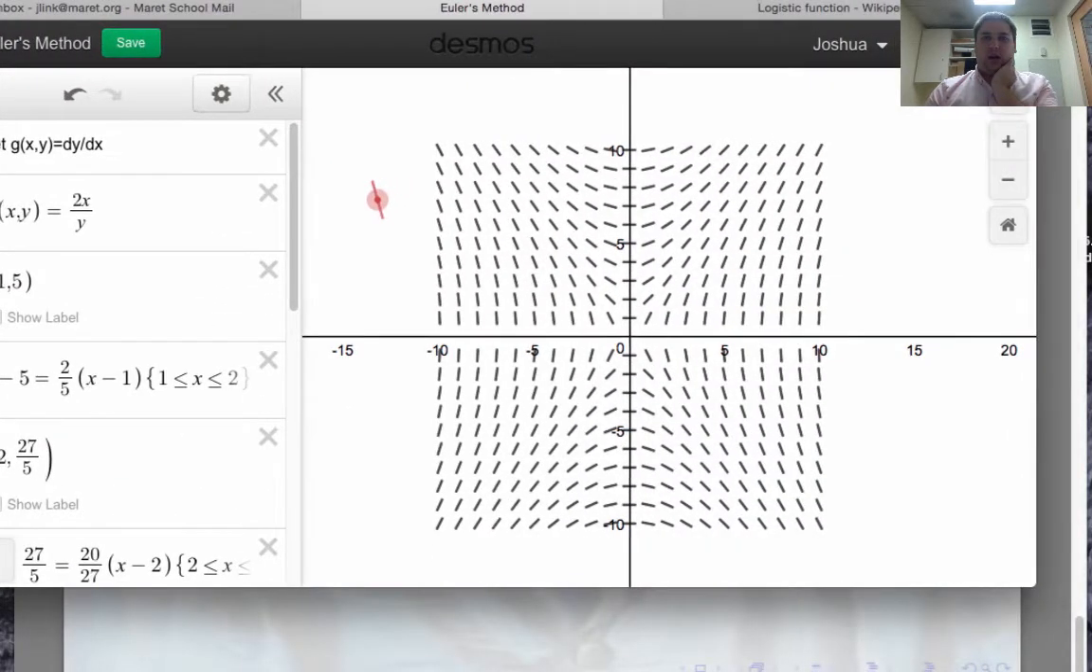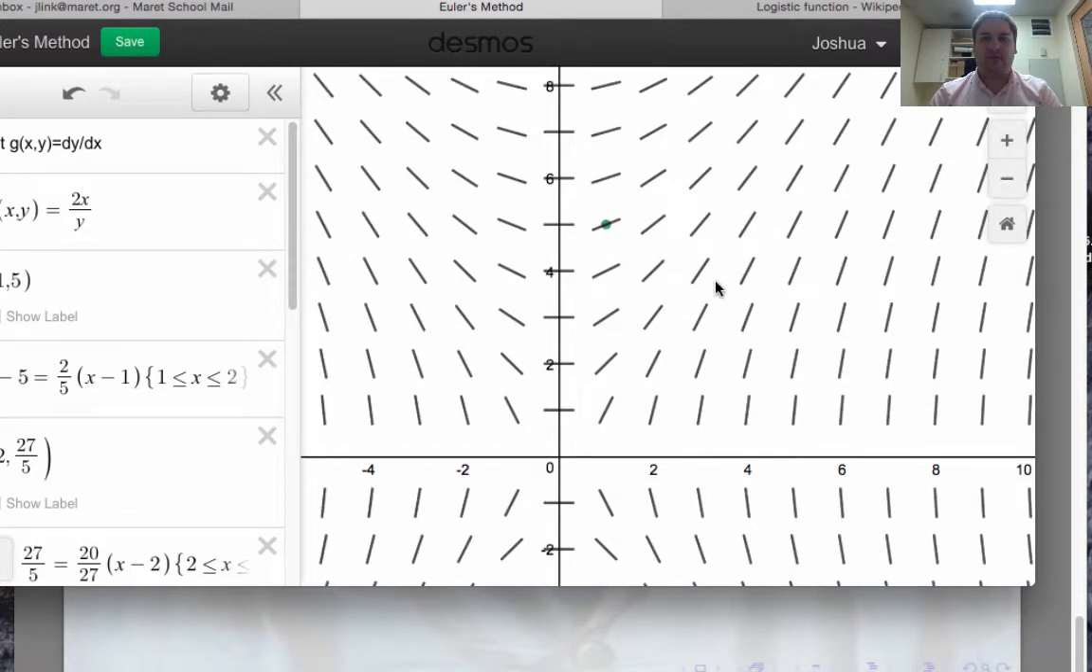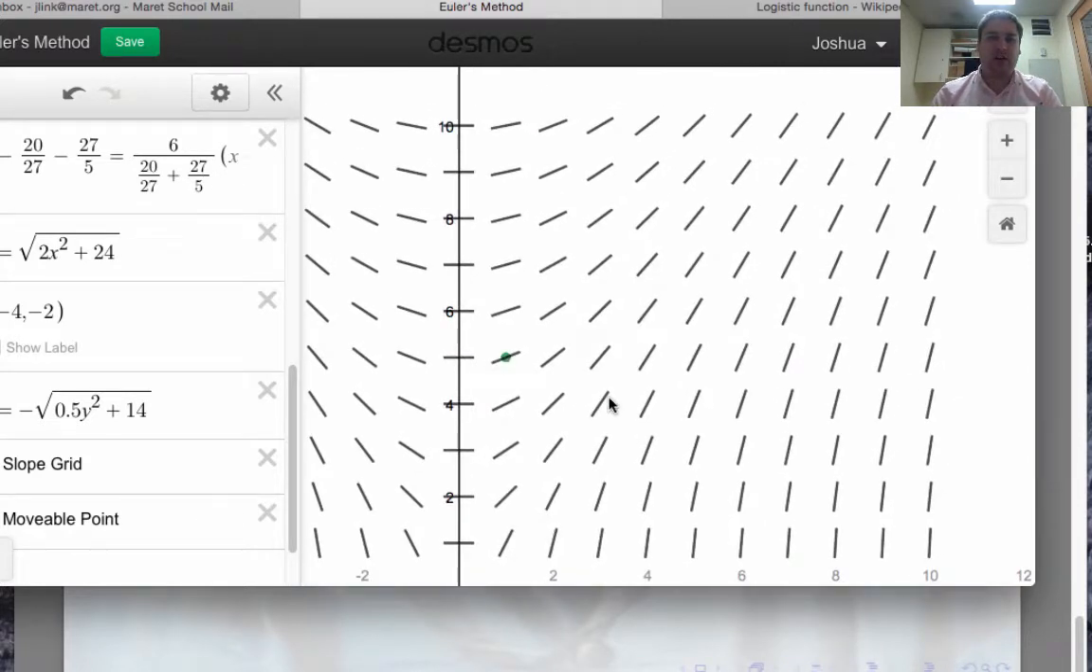Okay, so we've seen this before, slope fields. I've graphed the slope field for the differential equation dy/dx, so the derivative, is equal to 2x divided by y. And it looks pretty cool. Imagine that I start at the point 1, 5. Starting at the point 1, 5 is that green dot there.